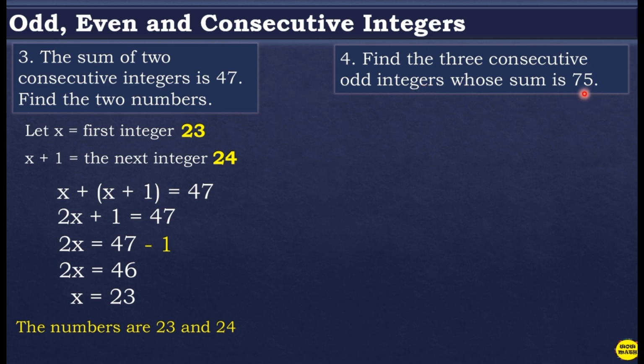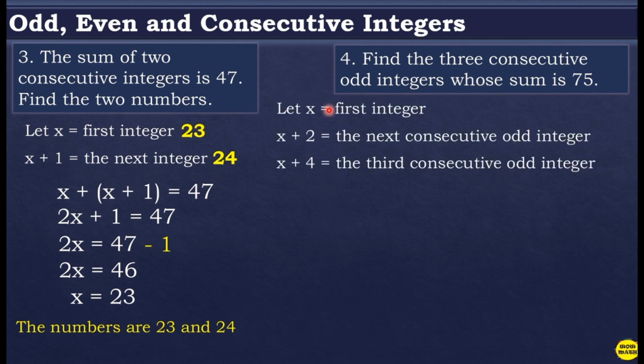Those are just examples, but in the problem, we still do not know what the three consecutive odd integers are. All we know is that if we add the three consecutive odd integers, their sum would be 75. Let us represent the three odd integers. We will let the first integer, the first number, be x.